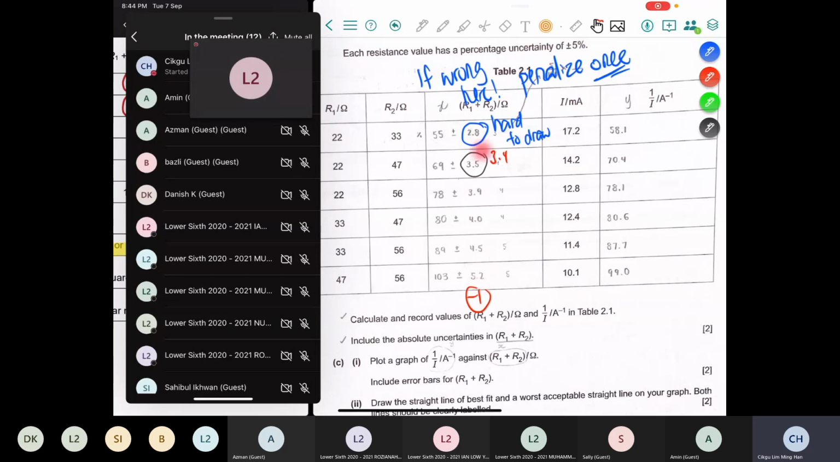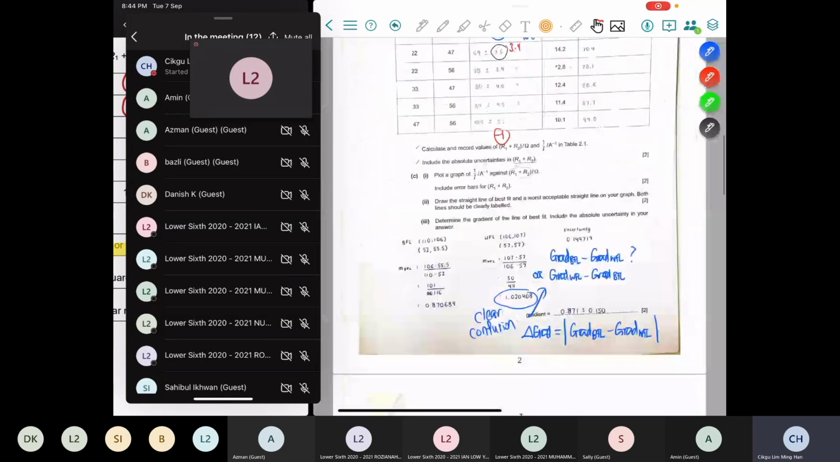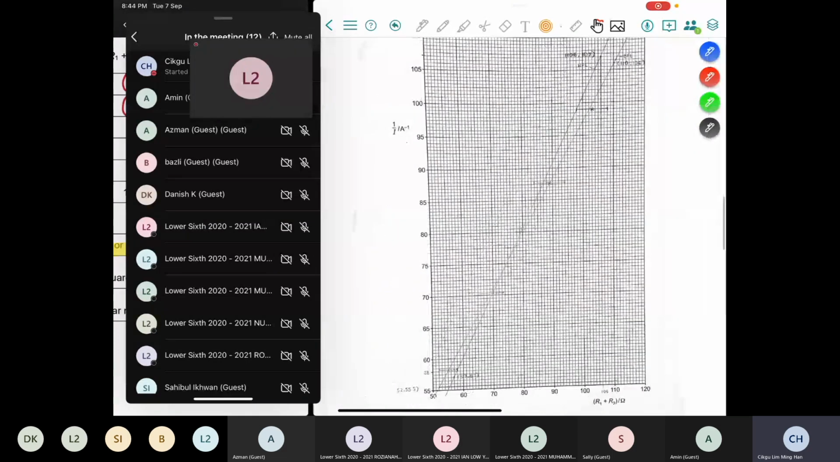But I have to remind you, kalau ni salah, okay, if this is wrong already, when you plot it on the graph, your graph will look very weird, and then the error bar will be somehow too short or too long. If you find that the error bar is too short or too long, that means the uncertainty you found out here could be wrong, because normally if you have an error bar, the error bar should be nicely spaced so that you can draw the best fit line and the worst fit line.